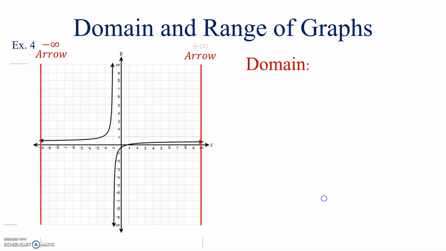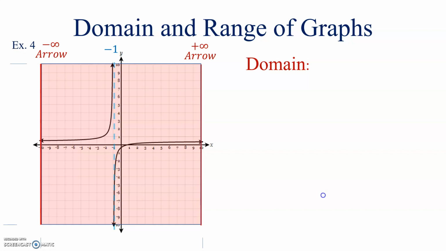This one is going to the right, so that's positive infinity. So initially, it looks like we have the entire graph from negative infinity to positive infinity. However, there's something going on right here. It looks as if when we get to this -1, the graph never actually gets to -1. It's kind of skipping it.